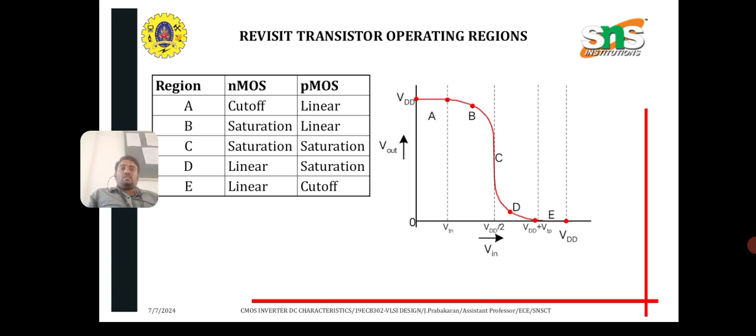Revisit the transistor operating regions. In region A, NMOS is in cutoff and PMOS is in linear. In region B, NMOS is in saturation and PMOS is linear. Similarly, in C, both are in saturation. In D, NMOS is linear and PMOS is saturation, and in region E, NMOS is linear and PMOS is cutoff.